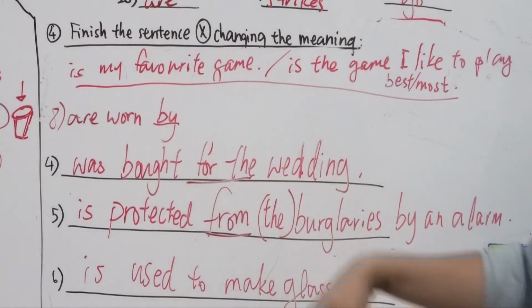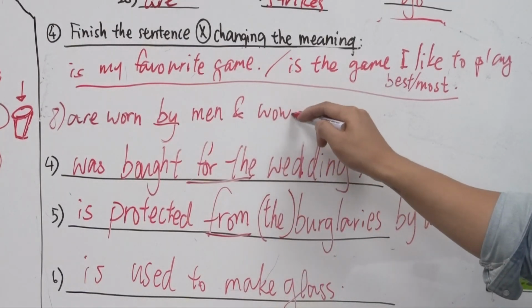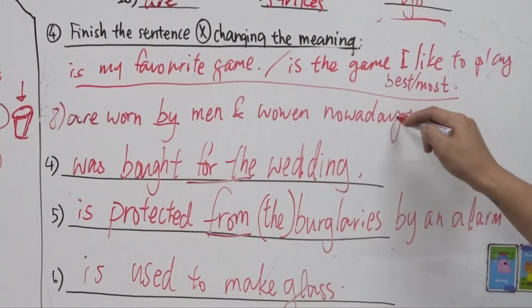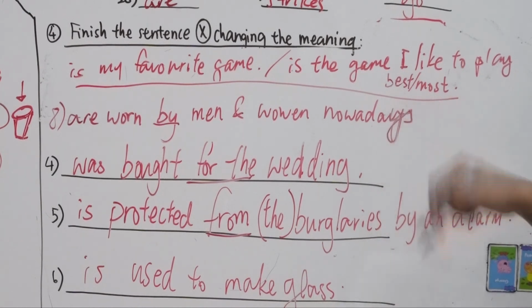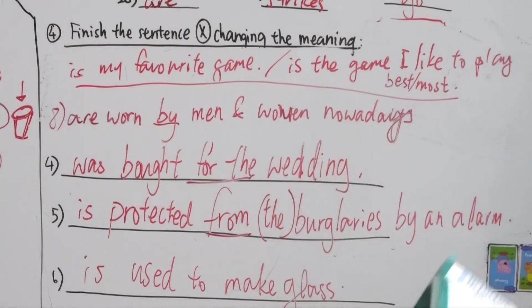So by men and women nowadays. And then you put the situation in the end. This is a letter Y, sorry. Nowadays, right? Letter M. Alright?